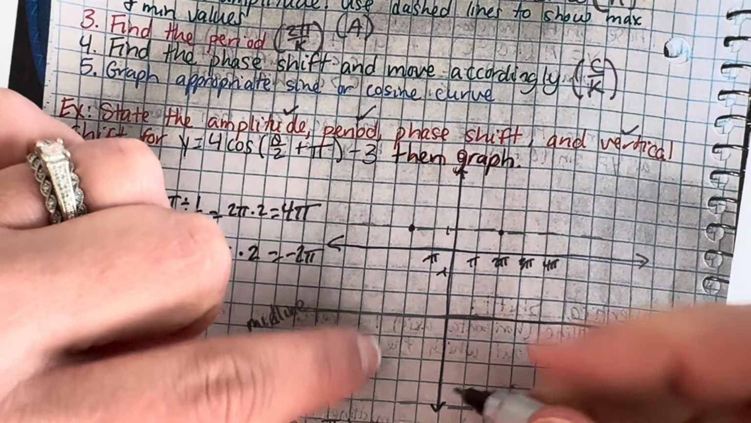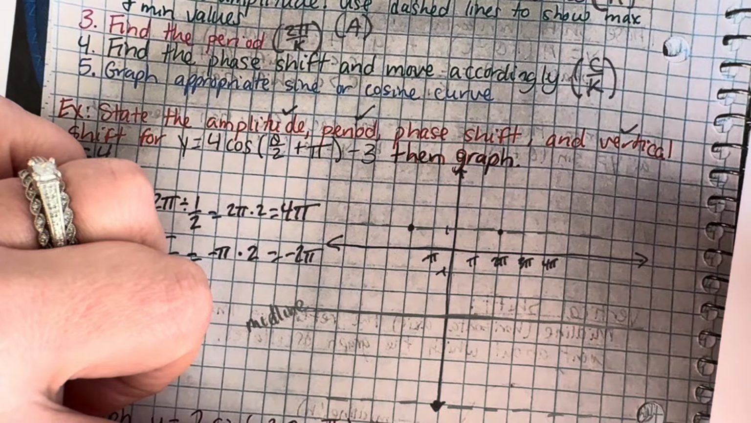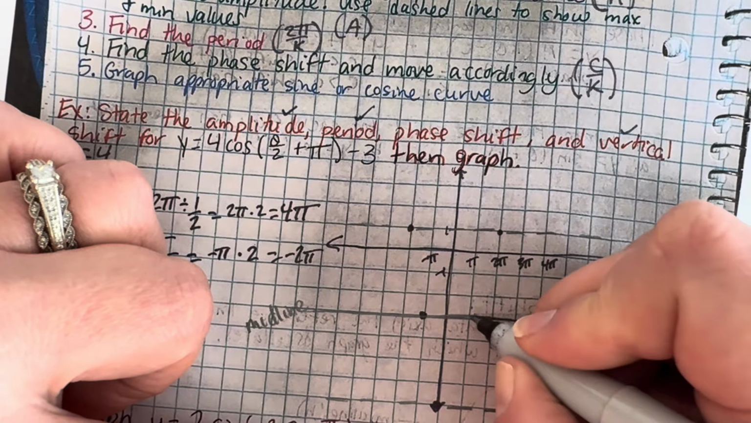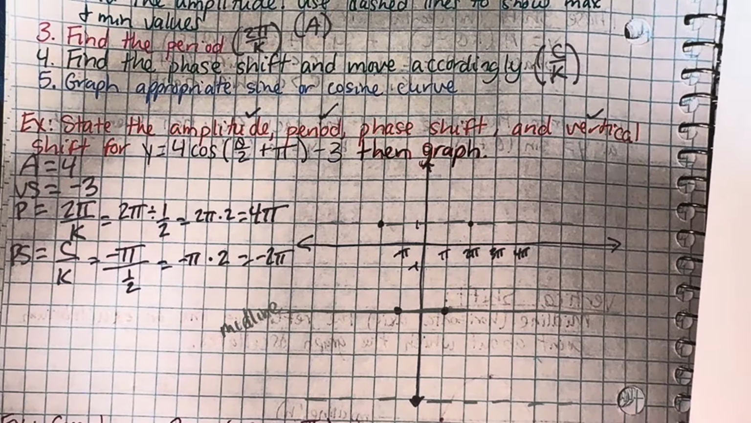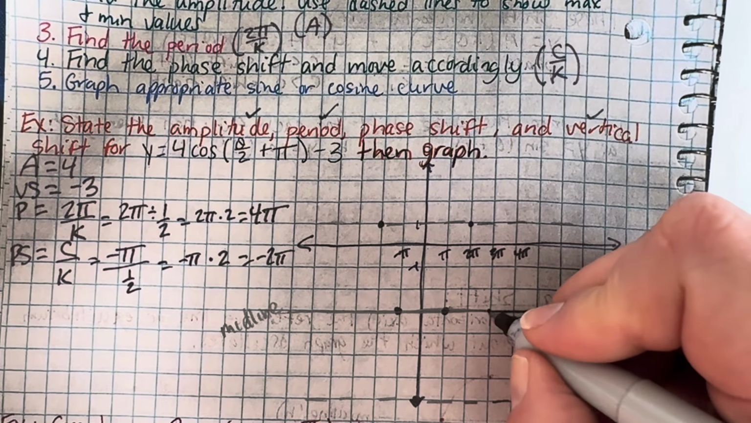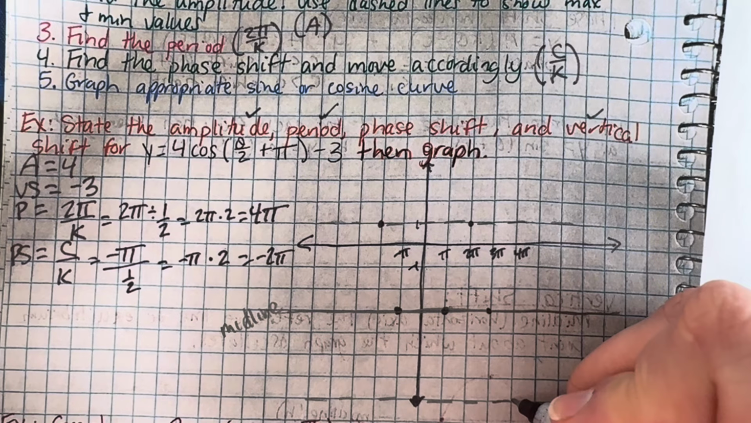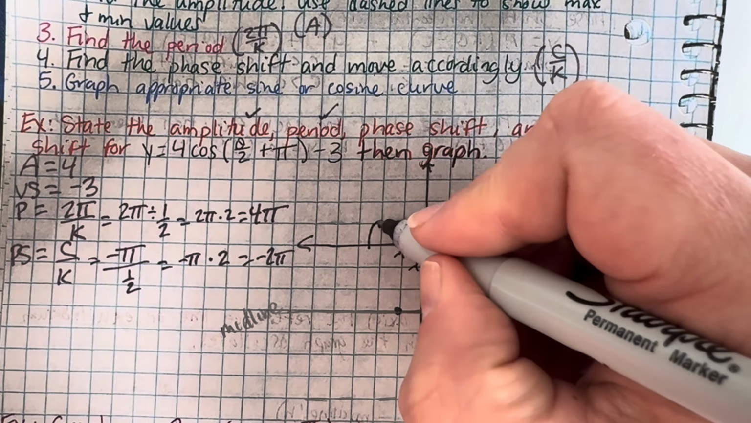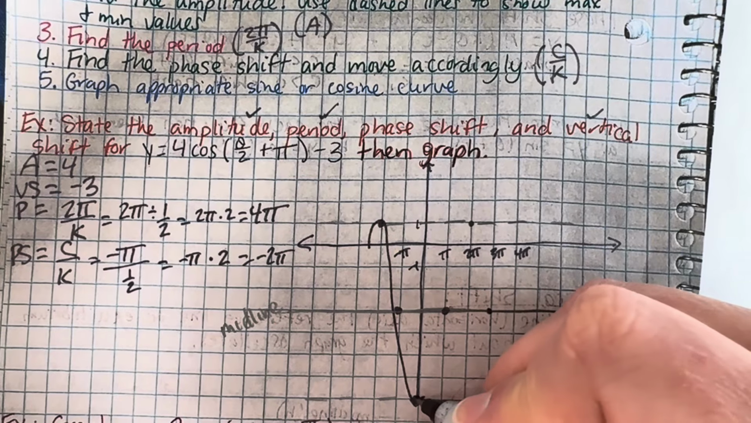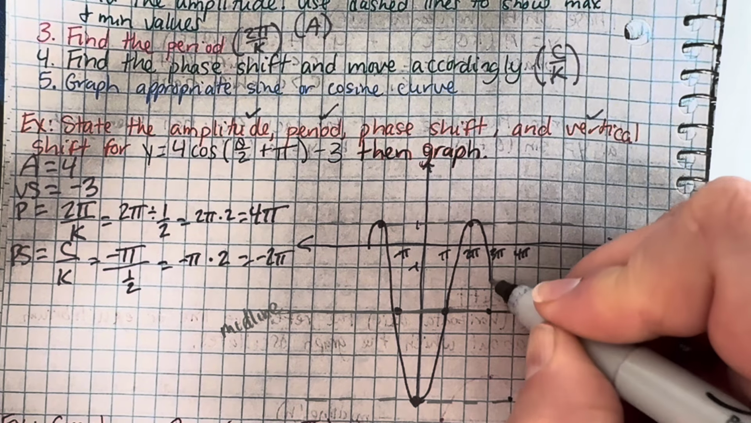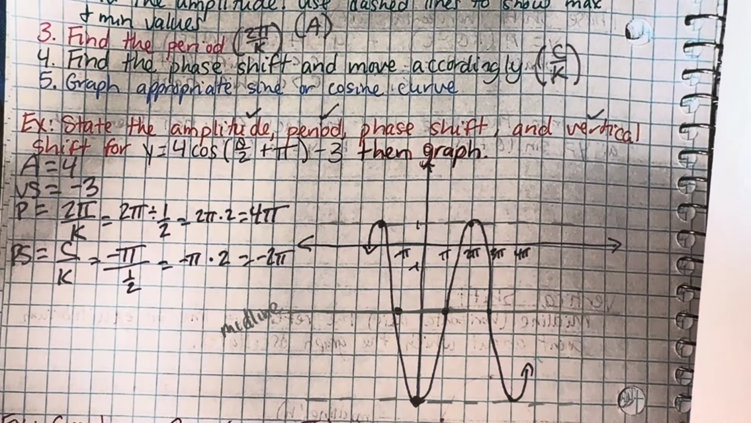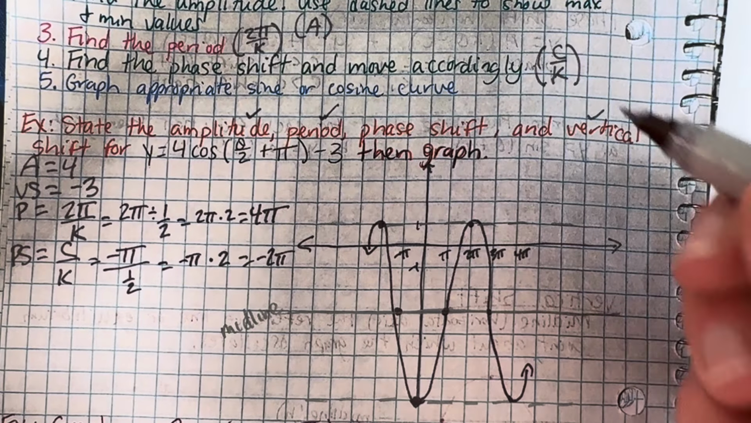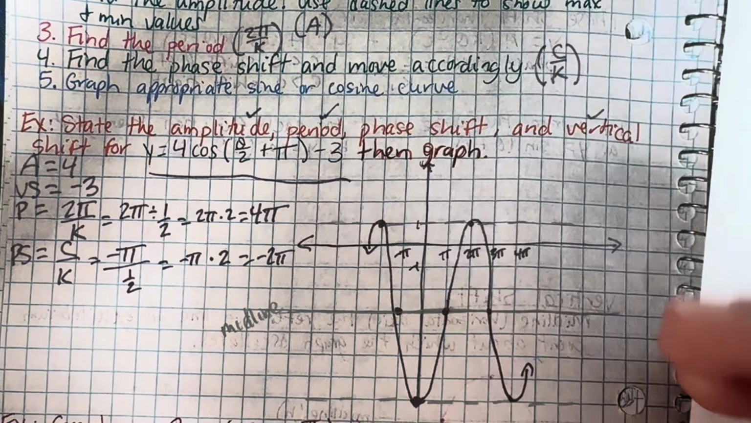So at the middle point here, I need to be at my minimum. And at my points to the side of that, I'm going to be at my 0, where my midline is. If I wanted to continue down some more points, I could. So now I'm going to draw my curve in here. And that is the graph of this right here.